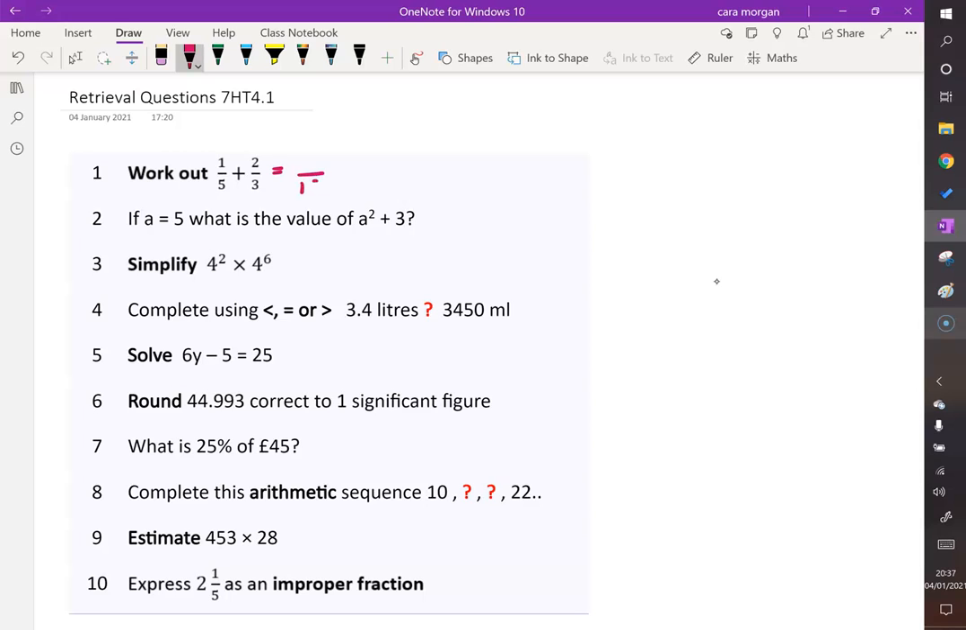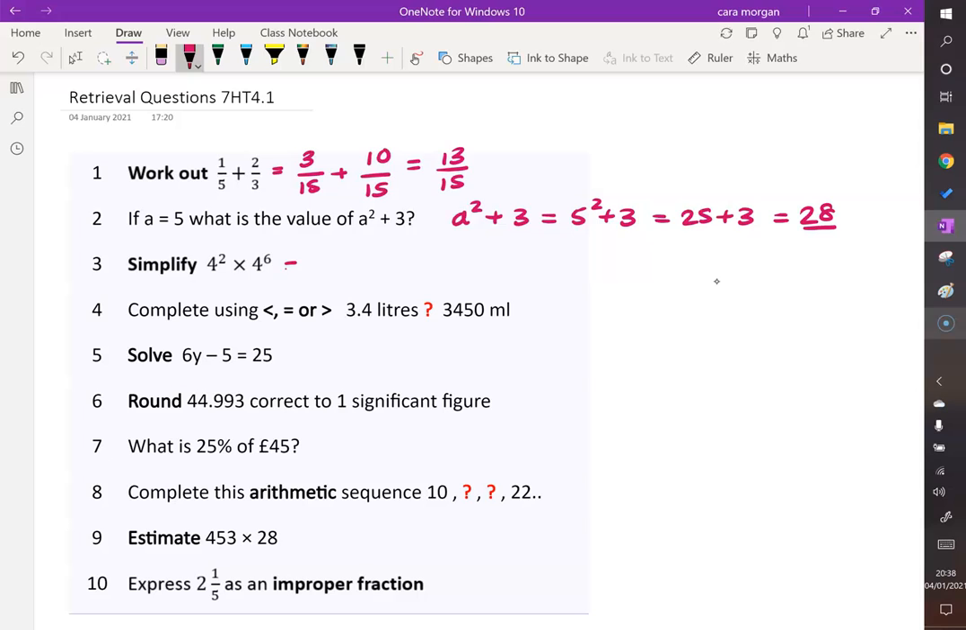Anyway, the first question, I think I would turn both of those fractions into 15ths. I would multiply the first one by 3, and I'd multiply the second one by 5, and I think the answer there must be 13 15ths. Next question, if a is 5, then a squared, add 3 is going to be 5 squared. Add 3, 5 squared is 25, and if I add 3 to that, of course, I get 28.